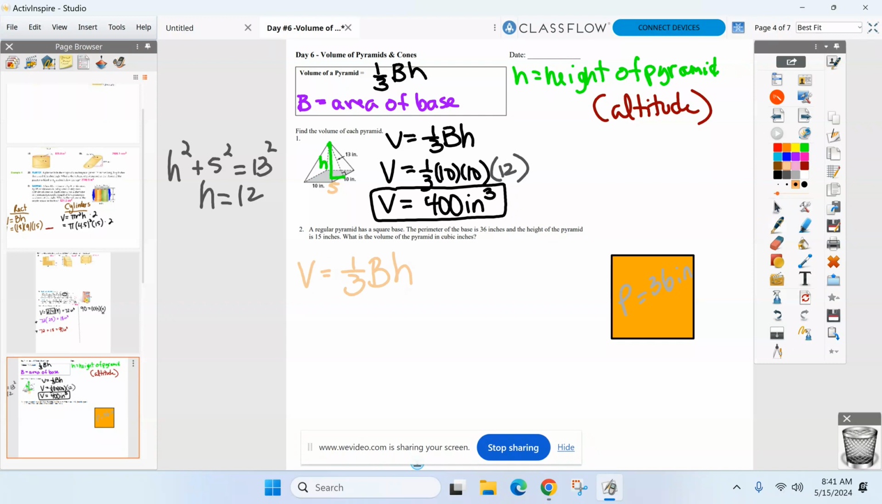We already know the height, so substitute that in. Height's 15. We're not substituting in 36. That's the perimeter. What's capital B stand for? The area of the base. So I need your help going from the perimeter to what's the area of this square?